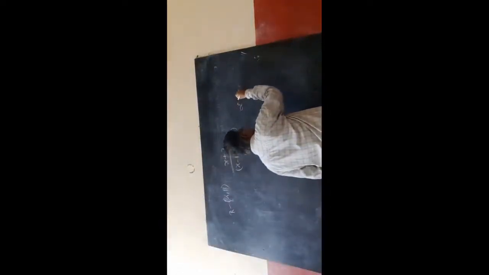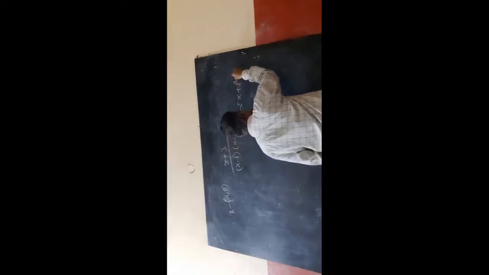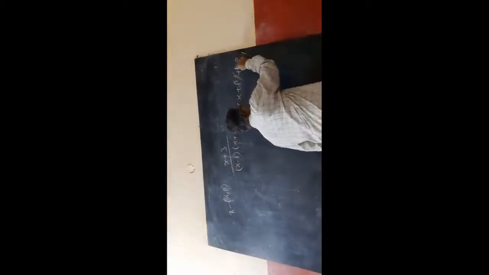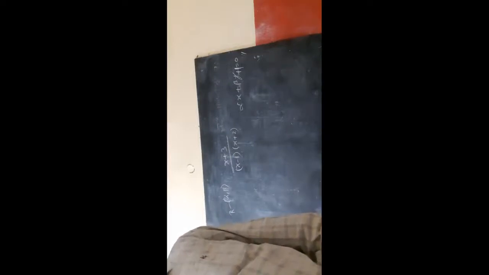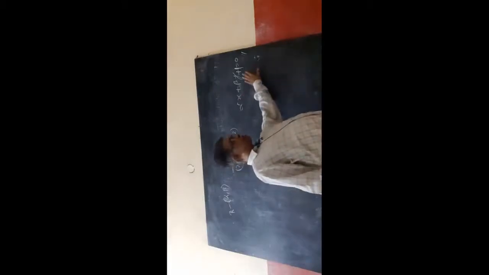Then the sum of intercepts of the line alpha x plus beta y plus 1 equal to 0 on the coordinate axis is dash. Let R minus alpha beta be the range of x plus 3 by x minus 1 into x plus 2. Then the sum of intercepts of the line alpha x plus beta y plus 1 equal to 0 on the coordinate axis is dash. The sum of intercepts of this line is asked.